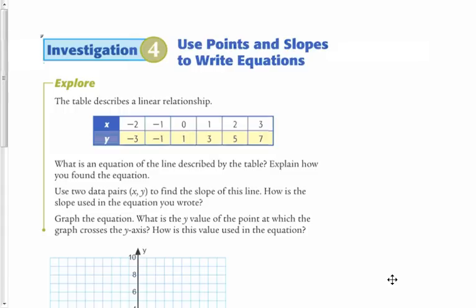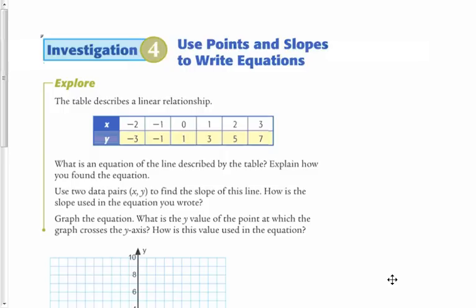In this lesson, we're going to learn how to use points and slopes to write equations. And we're on page 12 right now. Go ahead and just see if you can answer these first few questions on the explore part here. And you can check back with me if you pause now and see if you did them right.